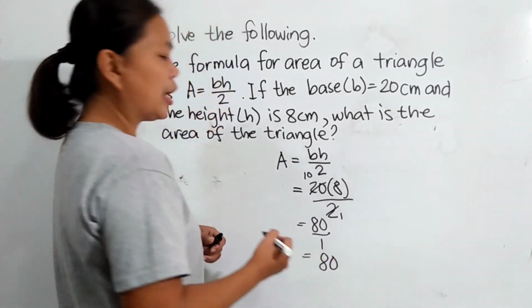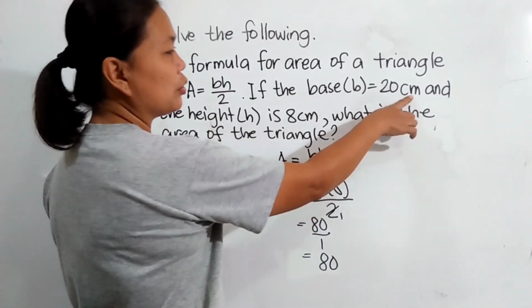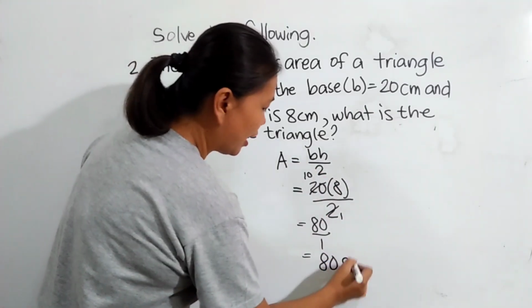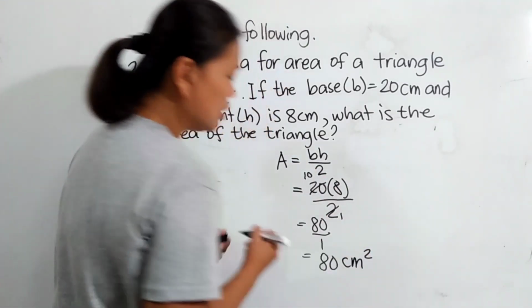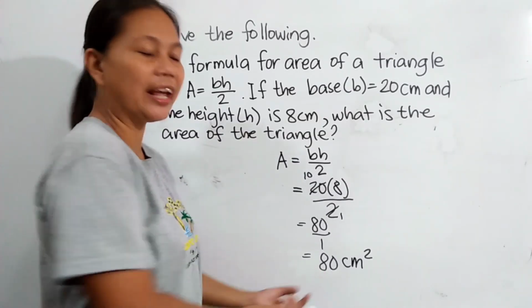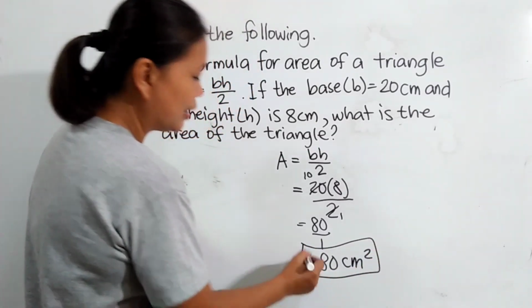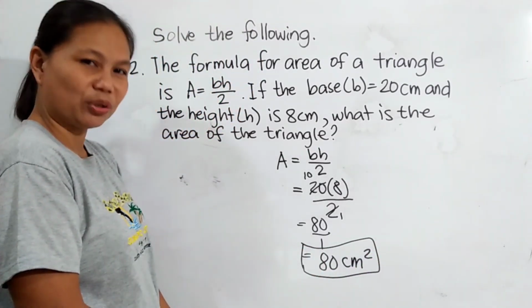So therefore, the area of the given triangle, we have here the unit, which is centimeter. And since we are talking about area, it is centimeter squared. So the area is equal to 80 centimeter squared, or 80 square centimeters.